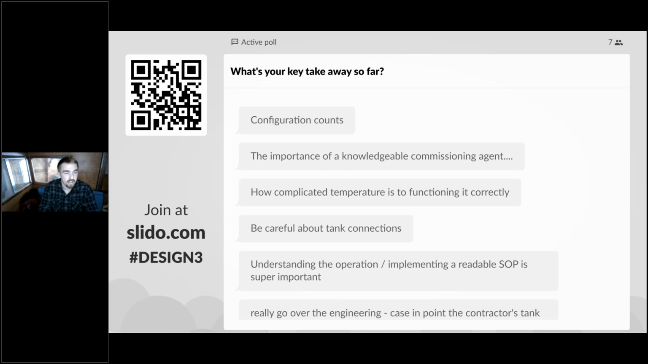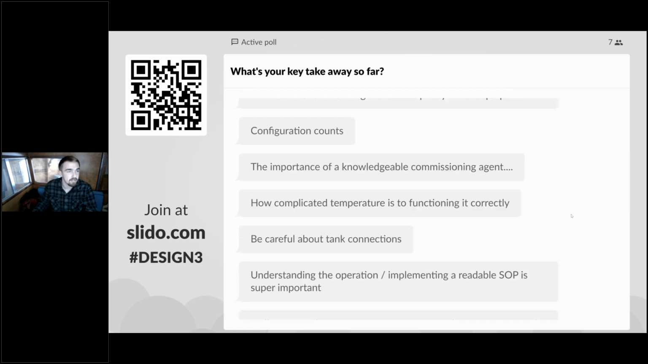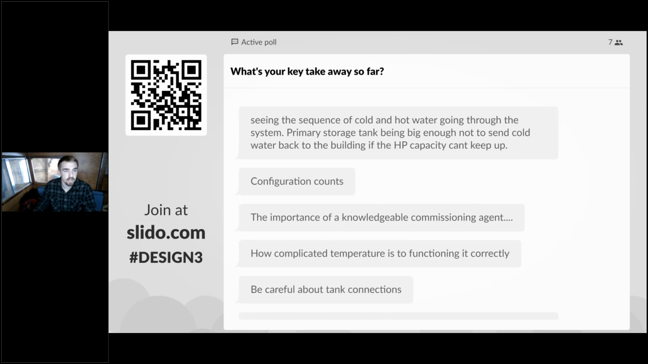And configuration counts for sure. I covered that with the water temperatures, but yes, that is a huge point here. And you need to configure the piping around these heat pumps so they can operate most effectively in their application based off their specific needs. And seeing the sequence of cold and hot water going through the system. Primary storage tank being big enough not to send cold water back to the building if the heat pump capacity can't keep up. Yeah, exactly.